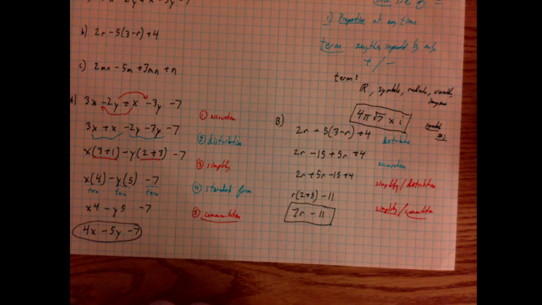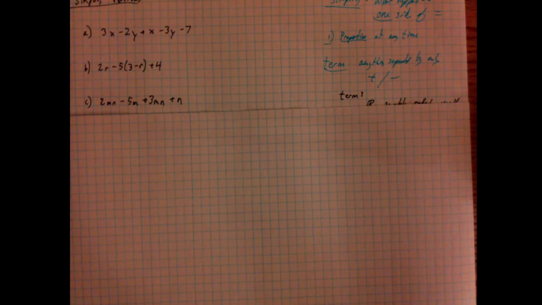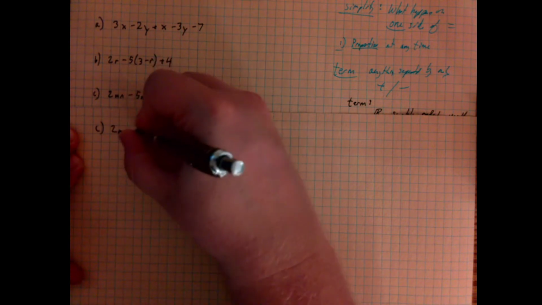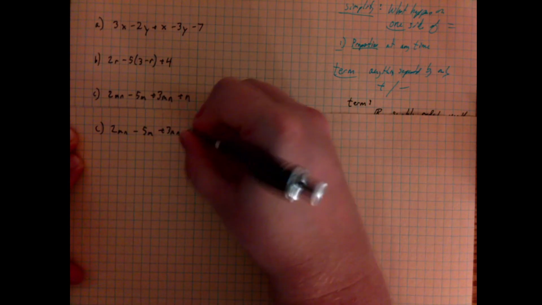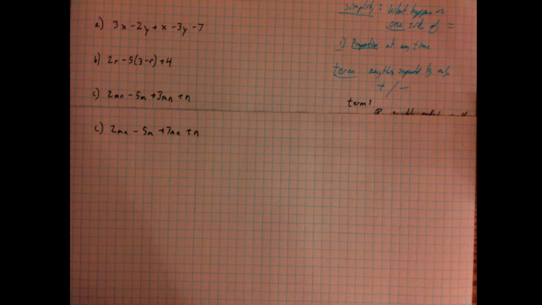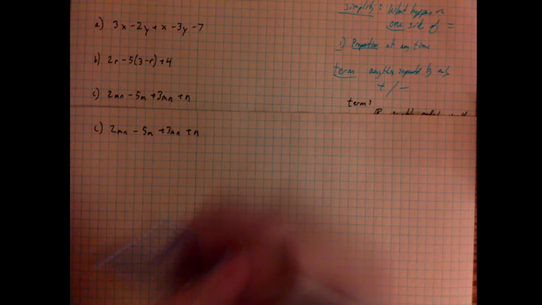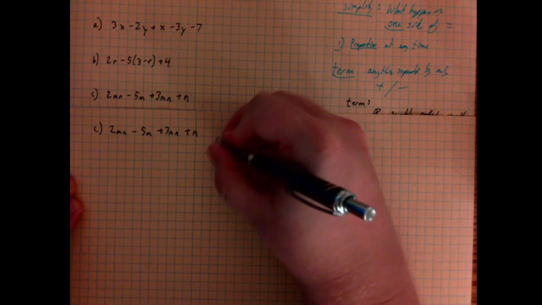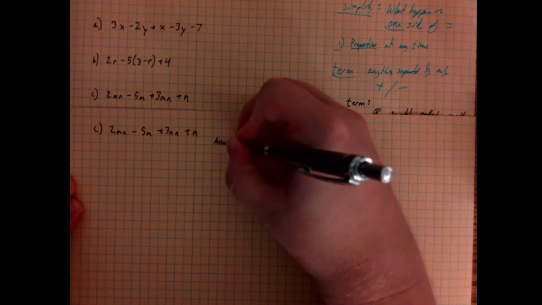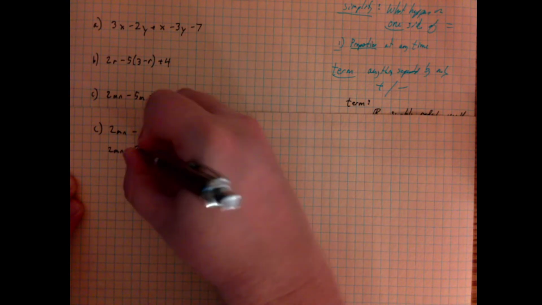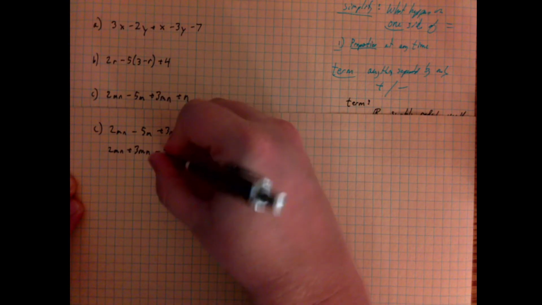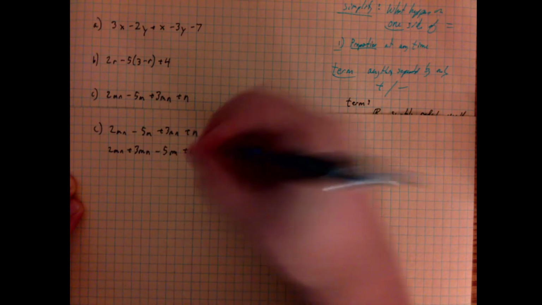I'm going to do it very quickly here. So let's look at C. For C, we have 2mn minus 5m plus 3mn plus n. Step 1, I'm going to start skipping some of those steps so you can just see. For this first one, I'm going to use the associative again, which will give me 2mn plus 3mn minus 5m plus n.